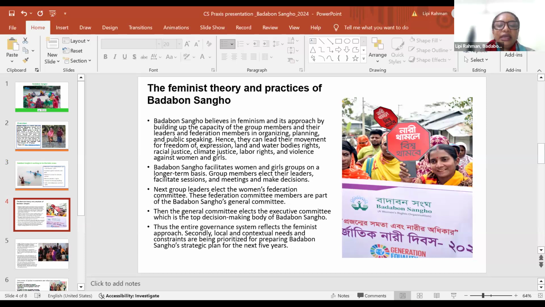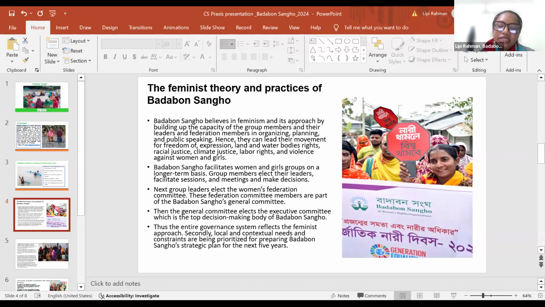We organize them and support them. We provide training in public speaking skills, because we think they need to talk about themselves, amplify their voices, lead their movement, and express their choices. Of course, they are now leading the land and water bodies rights movement from the grassroots level to the national level, and also fighting for racial justice, climate justice, labor rights, and against violence against women and girls.